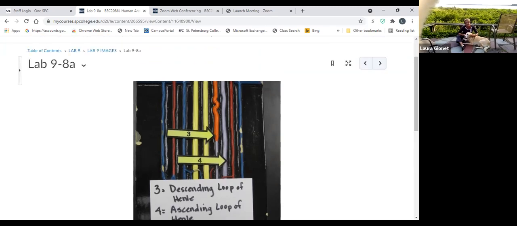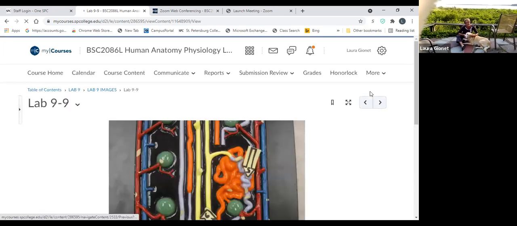I could point to a renal corpuscle and say, what process of urine formation occurs here? Well, that would be filtration. I could point to a proximal convoluted tubule and ask you, well, what's reabsorbed here? What might be 100% reabsorbed from that proximal convoluted tubule? I could point to it and say, what region of the kidney must I be in? Cortex versus medulla.